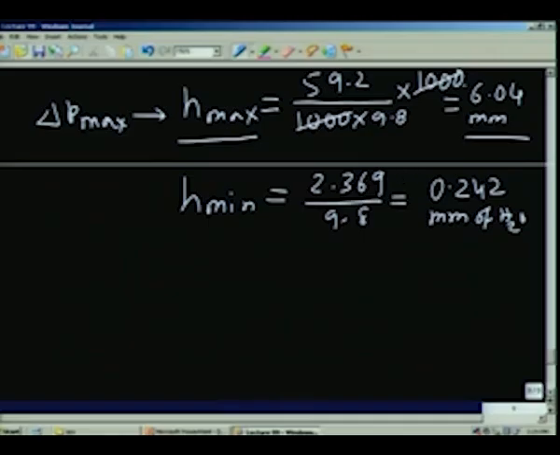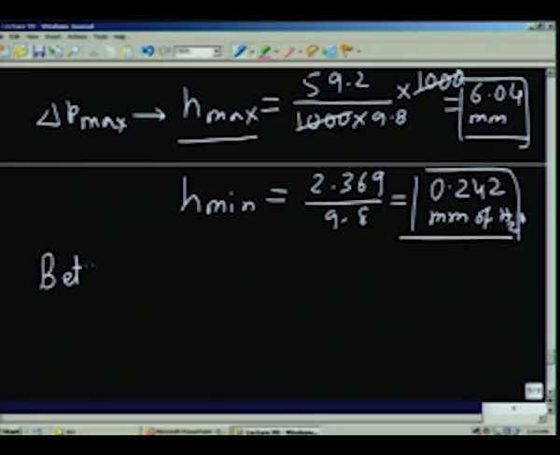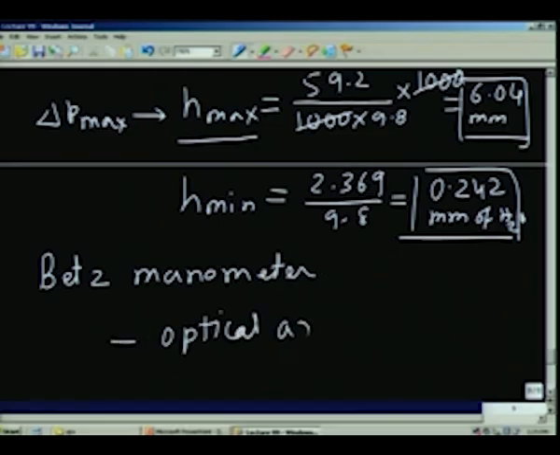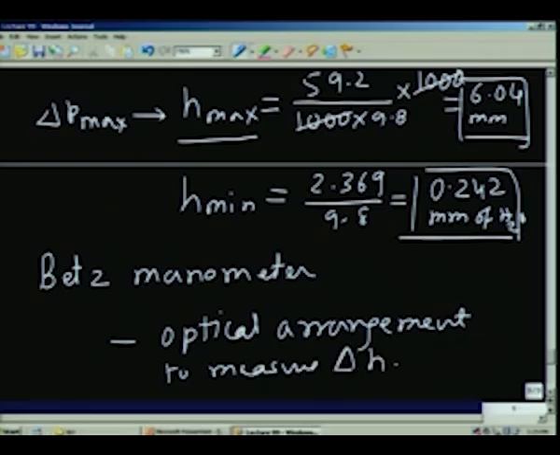So, you can now see what is the kind of number we are going to be measuring. We are talking about very small changes in H. So, one option is of course to use a Betz manometer, where we use an optical arrangement to measure delta H with a high degree of resolution.